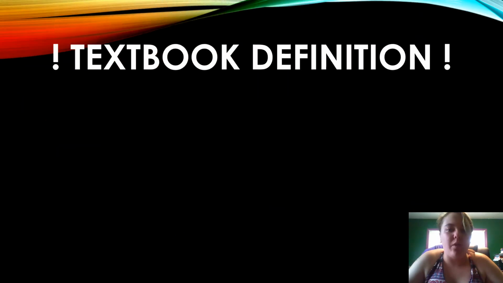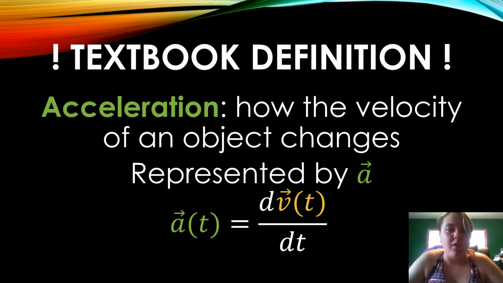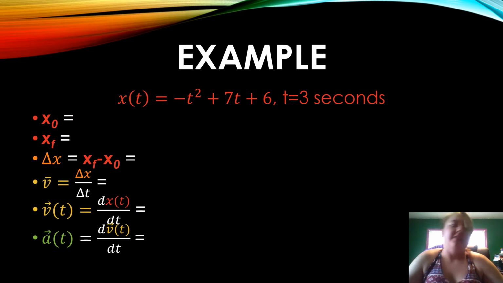And then if we want to find acceleration, we're looking at how the velocity of an object changes. So the acceleration is the derivative of the velocity function with respect to time, and it's represented by an a, again with an arrow, because it is also a vector quantity. Let's look at an example together.